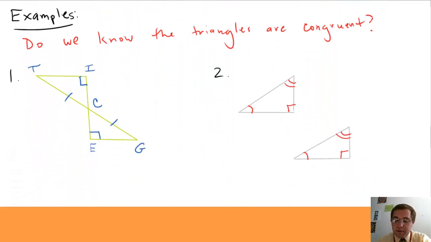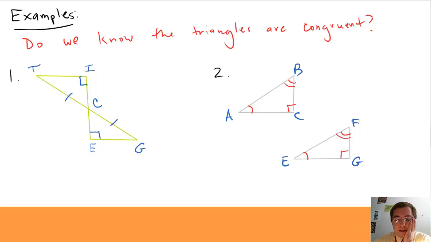Here are two examples. Do we know the triangles are congruent? And if we know them, we're going to name them. And I forgot to name these triangles over here, so let me do that really quickly. Okay, so number one. Do we know those two triangles are congruent? Well, we have a pair of right angles, and we have one pair of sides. So those are two right triangles. We have their hypotenuses congruent, but we don't know any pair of legs are congruent. So we can't use hypotenuse leg.